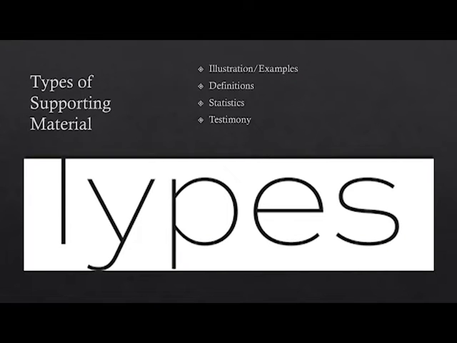There are many different types of supporting material, but today we're going to focus on 4 different types and talk about some of the tips and ways that we can use this material. First are illustration and examples, second, definitions, third, statistics, and fourth, testimony.